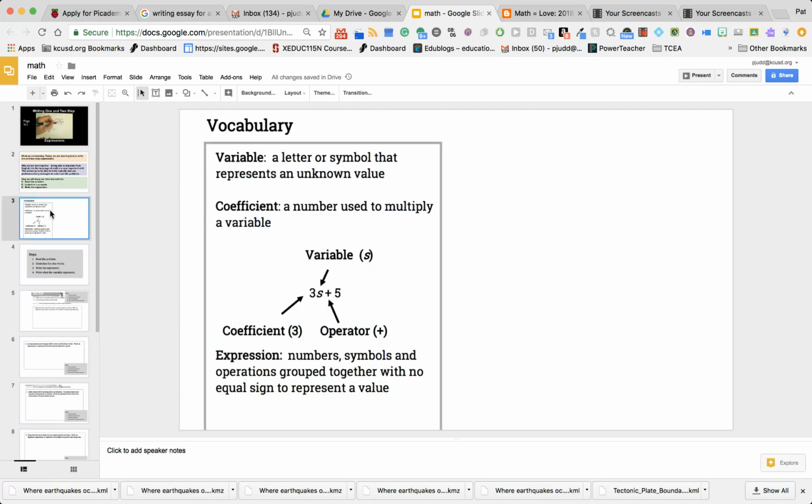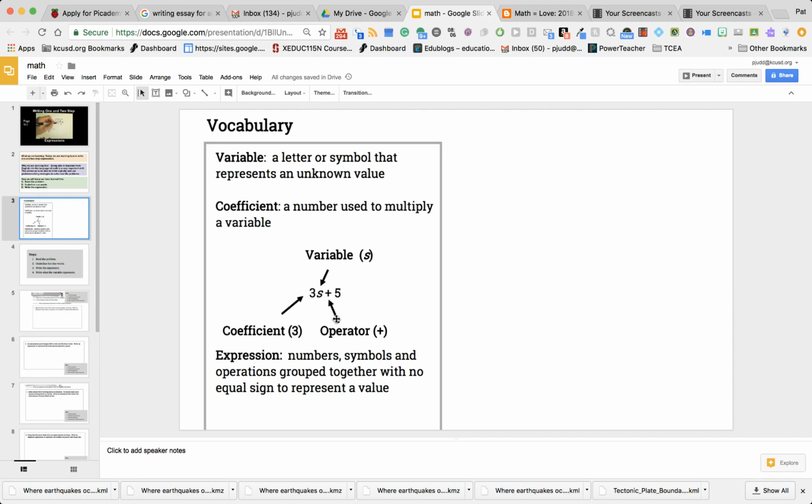So before we get to the input model, we're going to briefly review some of our vocabulary words. And a variable is a letter or symbol that represents an unknown value. In this expression here, S is the variable. It's an unknown amount. The number in front of the S is the coefficient. The coefficient is a number used to multiply a variable. I don't know what S is, but I know whatever that is, I'm going to multiply it by 3 for this example. 3 is the coefficient.